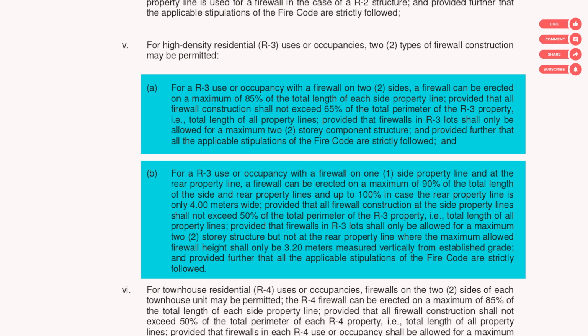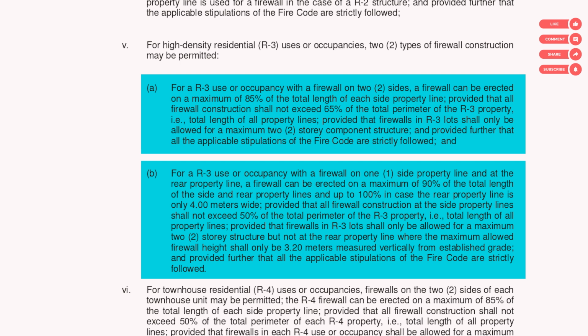If you go for option B, side and rear, 90% on the side, 90% on the rear. Now, the only time that you can do 100% is for the rear, and only if it's 4 meters wide or less. Okay, if it's more than that, then I'm sorry, you have to stick to 90%. But if you have 4 meters or less, pwede mo isagad yung rear, 100% may firewall, but only then.